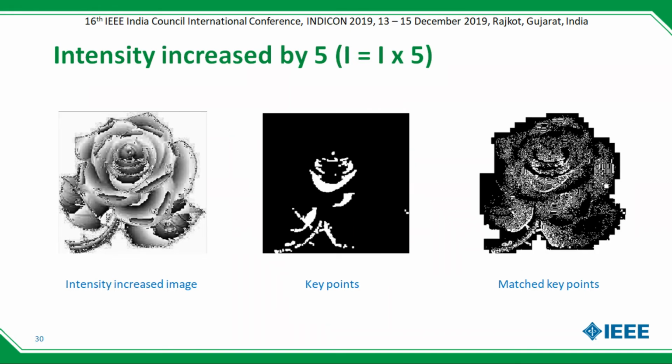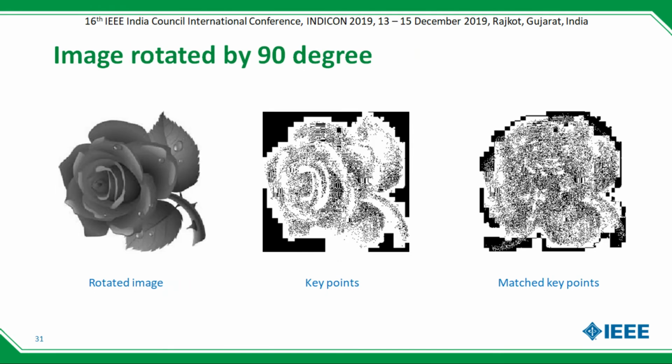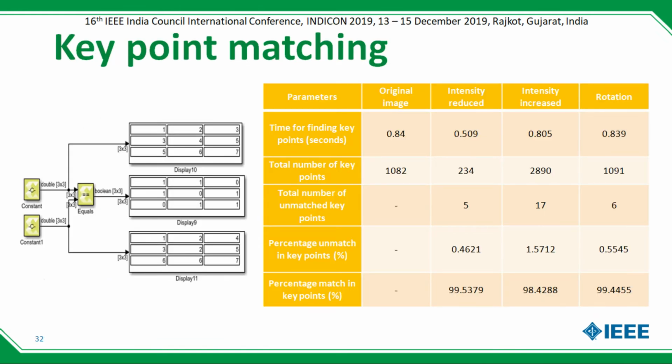Then this is the intensity increased image, with key points detected and matched. Then the image is rotated by 90 degrees, with key points and matching. Key point matching is shown in this example. The first one depicts the original image, the one to which the SIFT algorithm has been applied. This depicts the transformed image, which may be intensity reduced, increased or rotated. In key point matching, every corresponding pixel is compared, so this is compared with this one, 2 with 2, and so on. If they are the same, that place stores a 1. If they are different, like 5 and 6, that place stores 0. So this is the comparison.